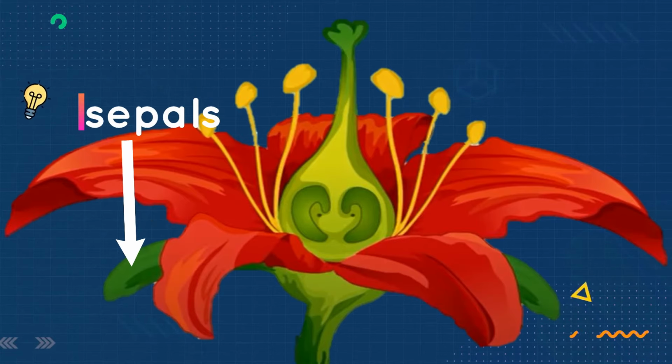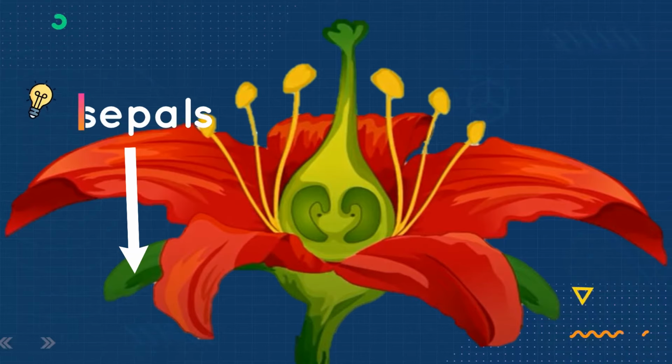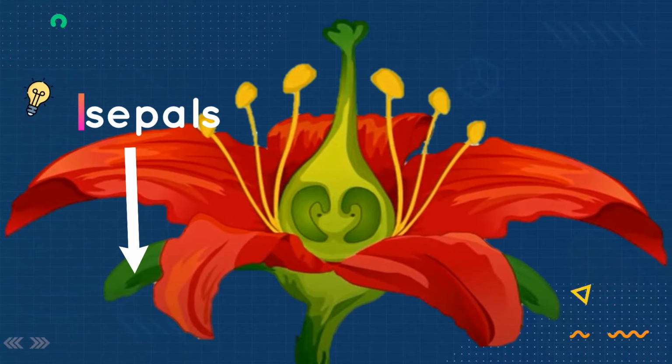Sepals enclose and protect the upper parts of the flower, especially when the flower is still a bud. Sepals are considered modified leaves, which means they have a special function. A flower always has a collection of sepals called calyx.